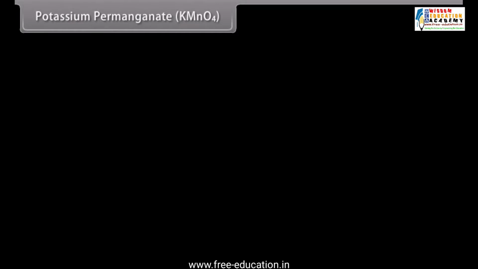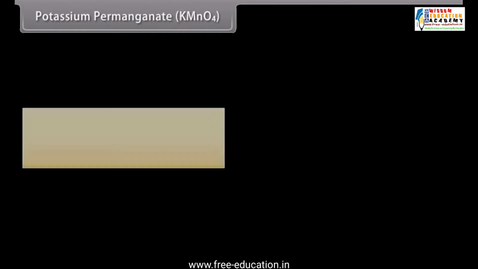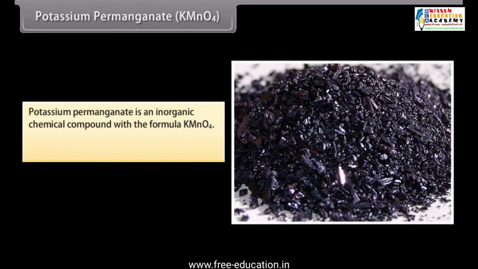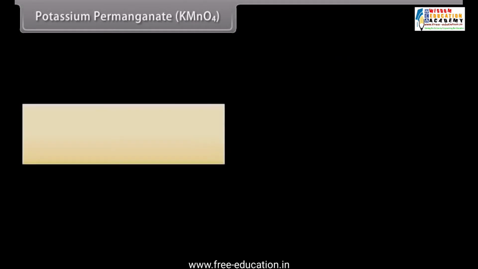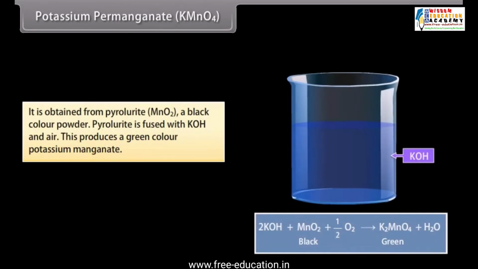Potassium permanganate, KMnO4. Potassium permanganate is an inorganic chemical compound with the formula KMnO4. It is a salt consisting of K+ and MnO4- ions. It is obtained from pyrolusite, a black color powder.